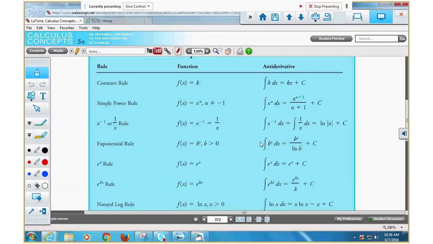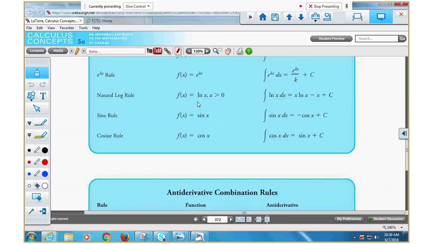This one, I gave you an example of 2 to the x power would be 2 to the x over natural log of 2. E to the x would be e to the x. E to the 4x would be e to the 4x over 4. Natural log of x, well, that's pretty self-explanatory. Natural log of x would be x natural log of x minus x. The sine rule, the antiderivative of the sine is the negative cosine, and the antiderivative of the cosine is the sine. It's kind of the opposite of the derivative.